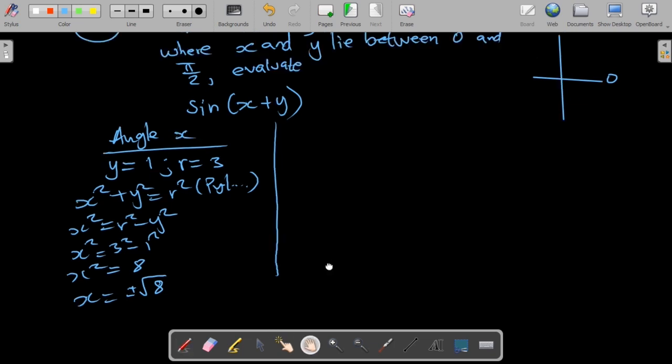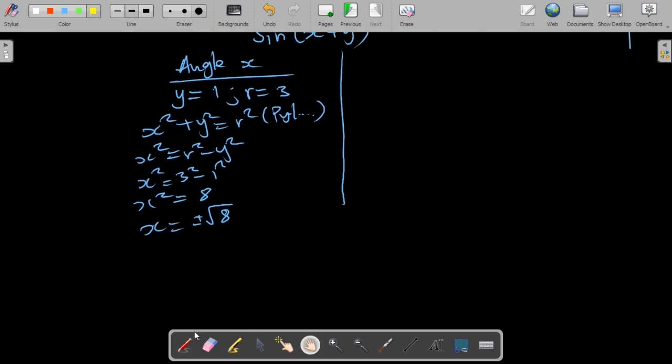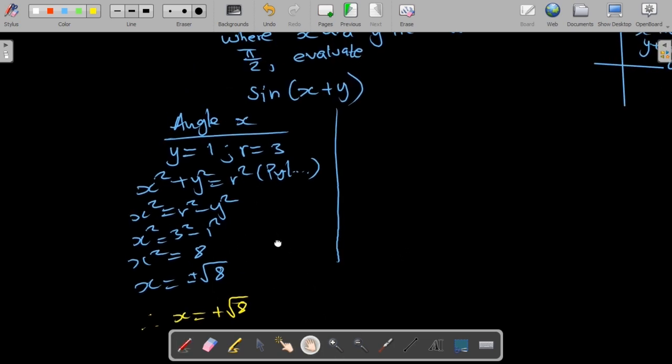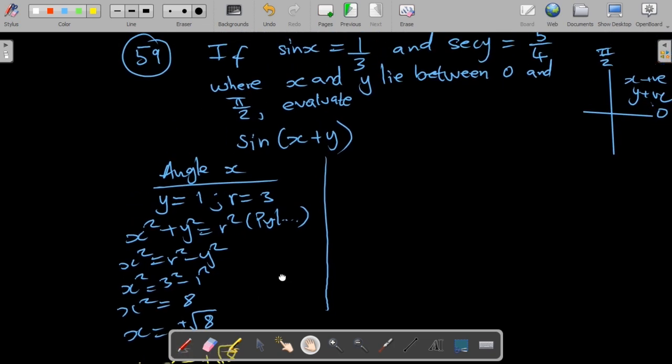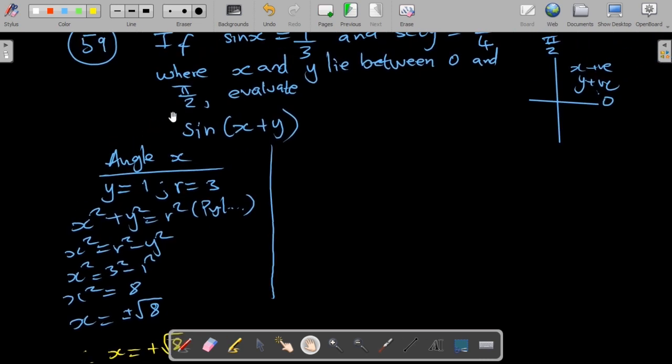And because we were told that x and y are between 0 and pi/2, in this region, we know that the x is positive and the y is positive for both angles, so the angle x and the angle y. So we're going to take the positive one. All right. Then, using this, we can now evaluate cosine and sine, which we need for this. And we need it because to solve this, we're now going to split this into its compound angle.